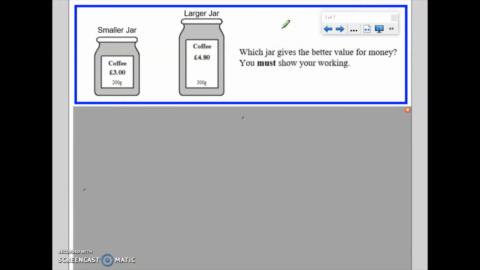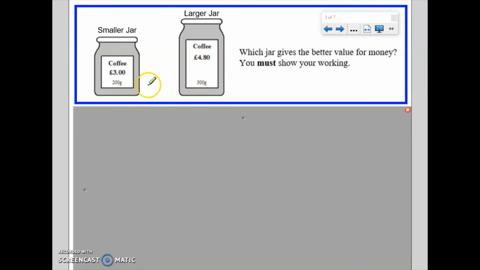Okay, so we've got a question at the top of the screen here. Which jar gives the better value for money? You must show your working out. We've got a smaller jar of coffee which costs £3 and contains 200 grams. We've got the larger jar of coffee, costs £4.80 and it contains 300 grams.